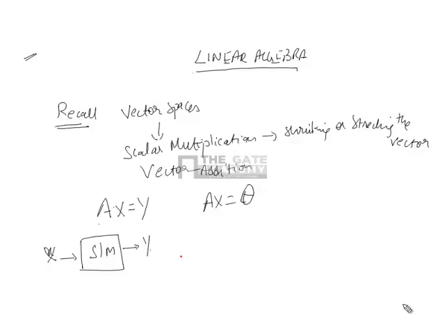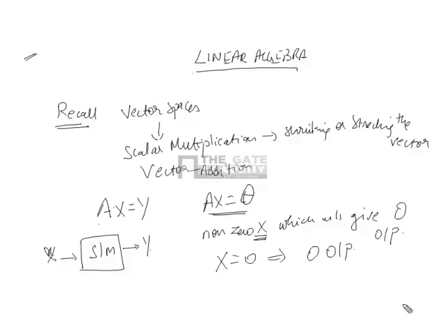And Ax equal to theta means what? I have a collection of non-zero x, which when I apply to the system, I always get output as 0. I am interested in finding non-zero x which will give 0 output. See, x equal to 0 will definitely give 0 output. So this is called the trivial solution.